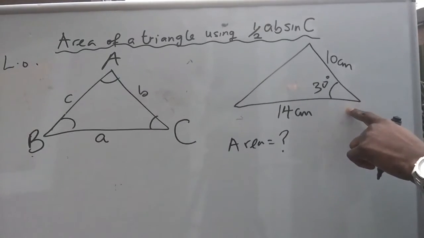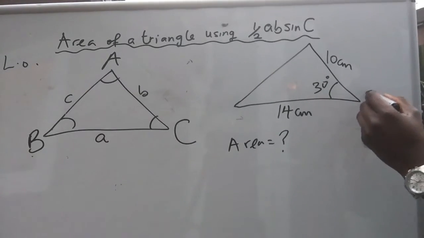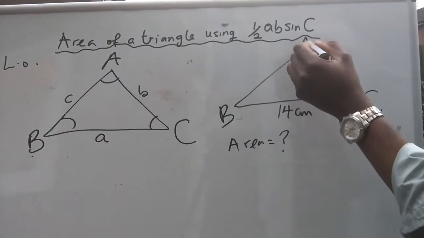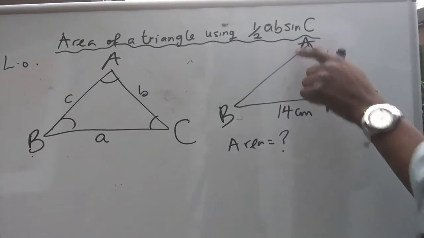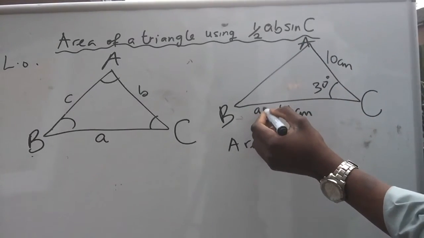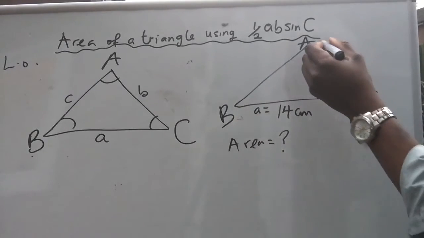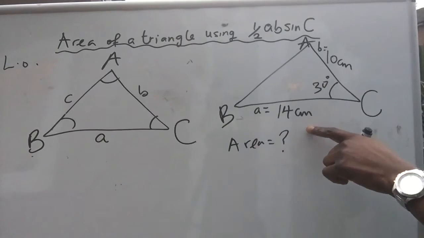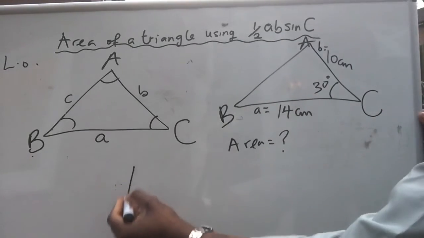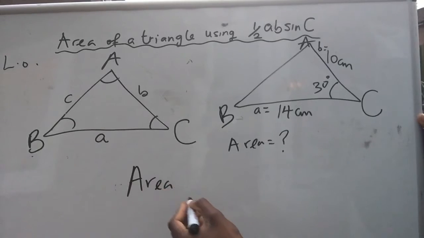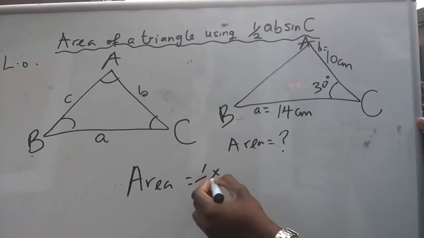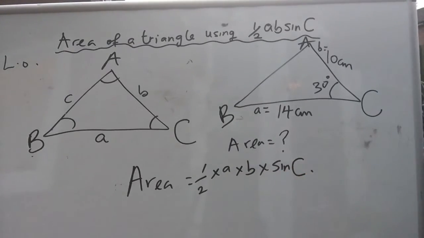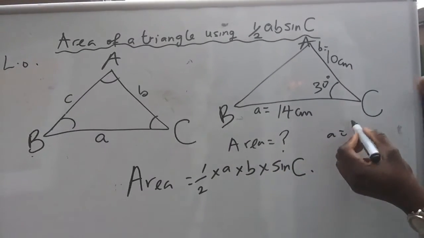Of course, the angle given, you want to make it big C. And the others can be big A or big B. It doesn't matter what you choose. Now, this big A means this opposite side is small a, and small b. I've got all I need, and I can substitute all of them into that formula. So the area of this triangle is half times a times b times sine C. a is 14 centimeters.